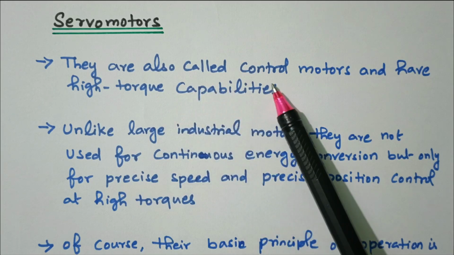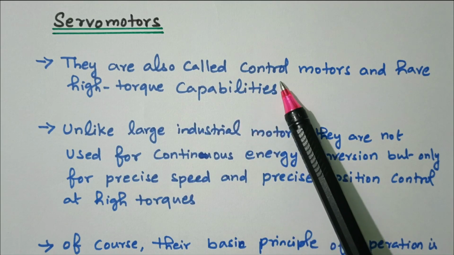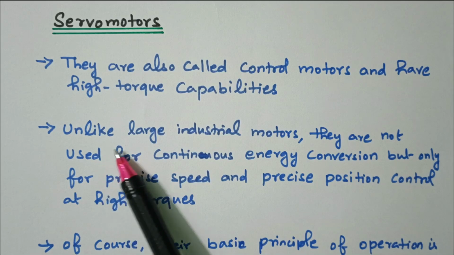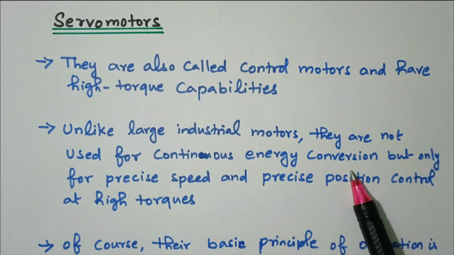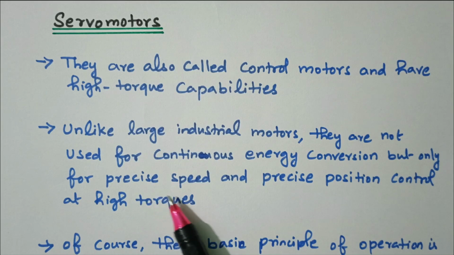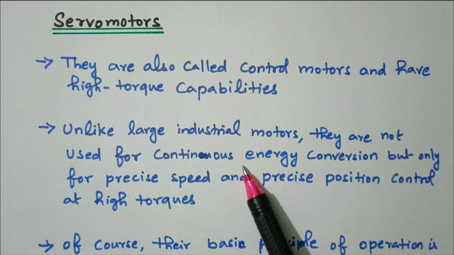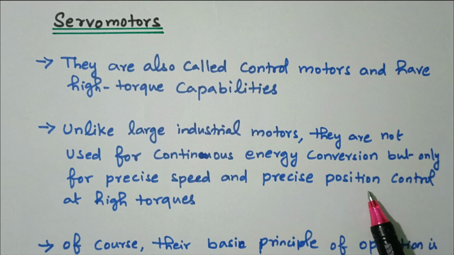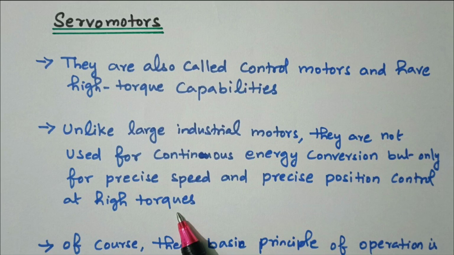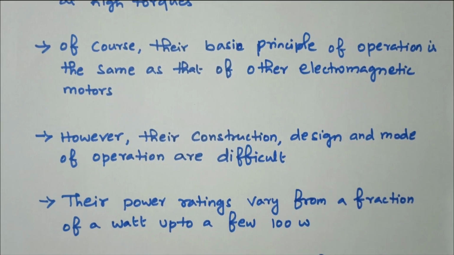They are also called control motors and have high torque capabilities. Normally it is used for controlling purpose. Unlike large industrial motors, they are not used for continuous energy conversion, but only for precise speed and precise position control at a high torque. A normal motor is continuously rotating, but this is used for speed and position control with a high torque. For that purpose these motors are used.